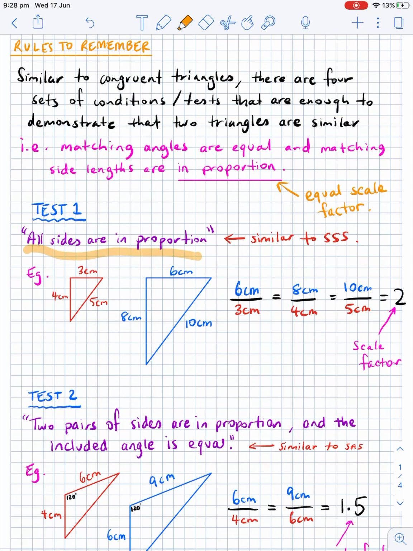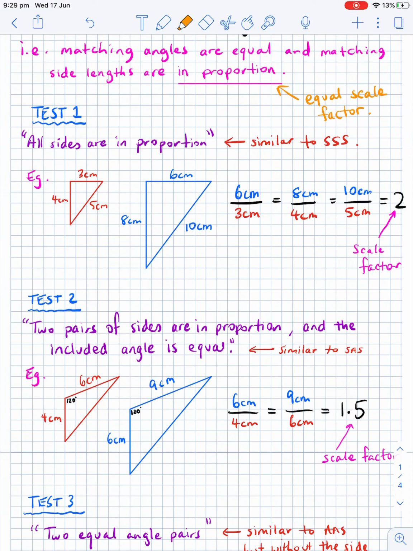Well, if all sides are in proportion, that means they are definitely similar. The way to show that is to pair up the matching sides and find the scale factor for each one. 6 over 3 gives you your first scale factor, which is 2. We've got 10 over 5, that's also equal to 2, and 8 over 4 is also equal to 2. So they all have a scale factor of 2, therefore they are all in proportion. They are similar. It's very similar to side, side, side for congruent triangles.